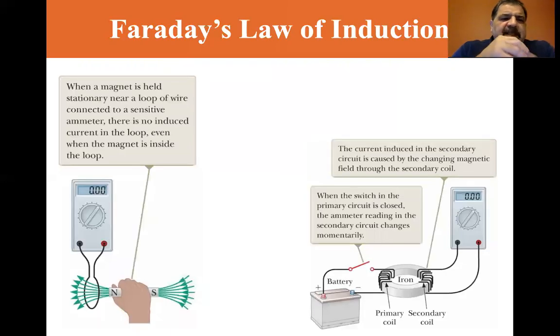Okay, when a magnet is stationary near a loop of wire connected to a sensitive ammeter, there's no induced current in the loop, even when the magnet is inside the loop. That's the same as A. And then this is the same as the slide we just read.